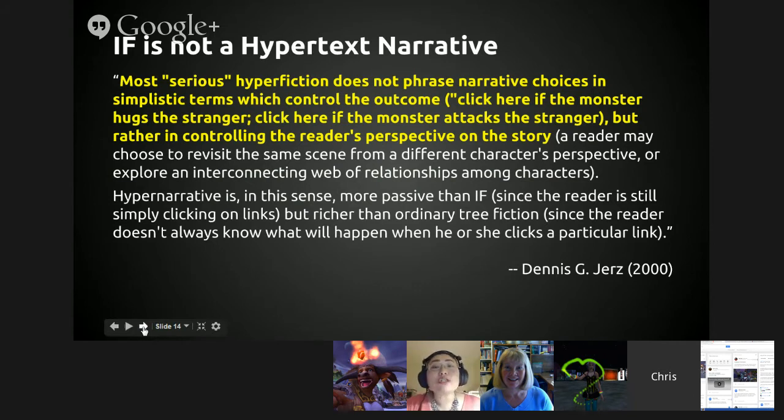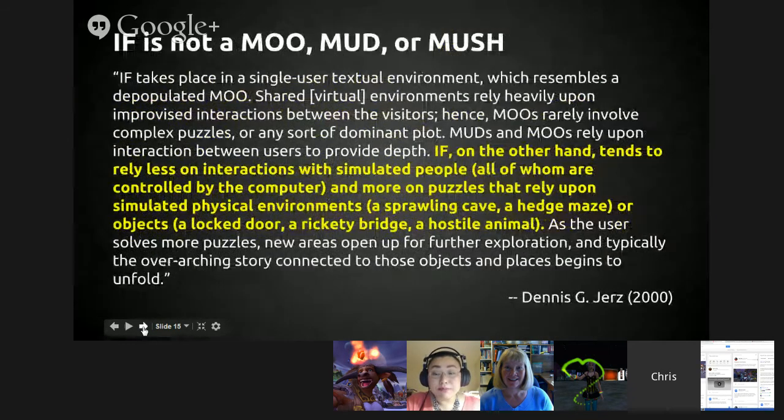But richer than ordinary tree fiction, since the reader doesn't always know what will happen when he or she clicks a particular link, okay? So that's a nice distinction there. Next. And I think that we see it in MMOs and some of the quest lines that we do in MMOs. It's not that we have any possibility and we stumble across it, but sometimes when we are interacting with the non-player characters, we get the option to hug him or attack him. We see that a lot.